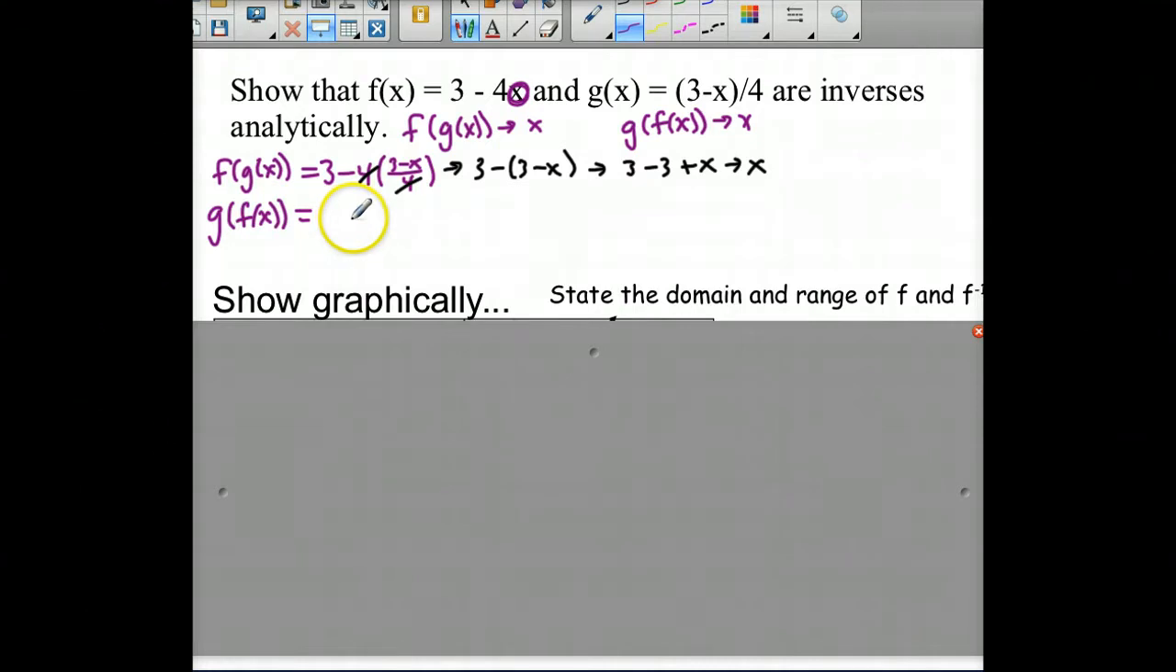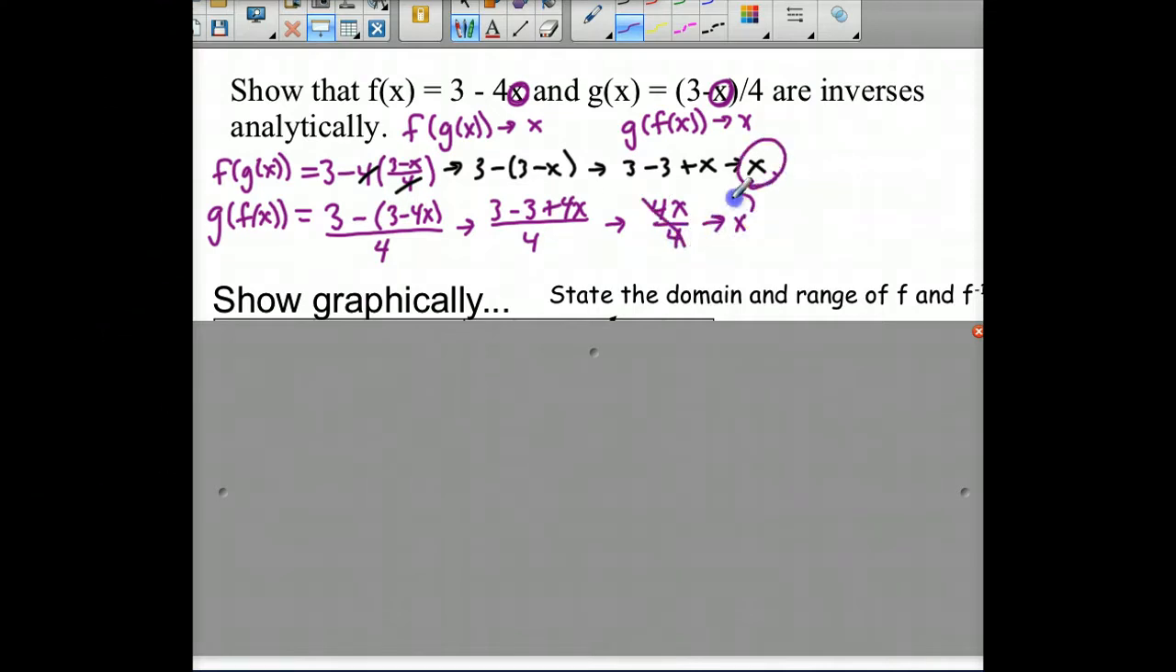We're going to put the function f of x in place of the letter x in the g function. So it's 3 minus the quantity 3 minus 4x, use parentheses whenever you're doing a composite function, all over 4. So it went in place of this x right here. F went in place of x. So if we simplify in the numerator, we're going to have a 3 minus 3 plus 4x, because we're distributing the negative. Continuing to simplify the numerator, we get 4x over 4. And then canceling those 4's, we get x.